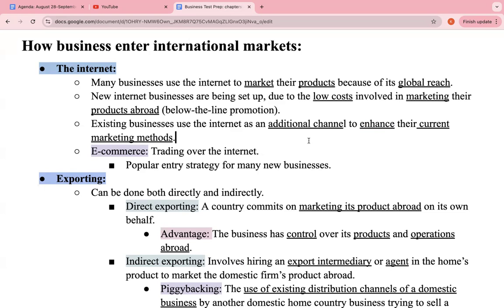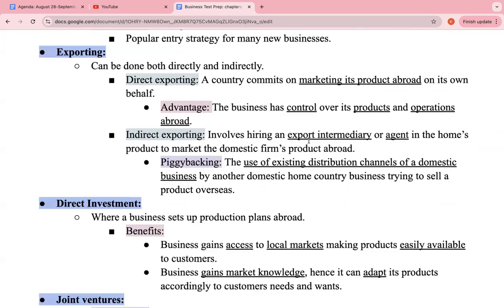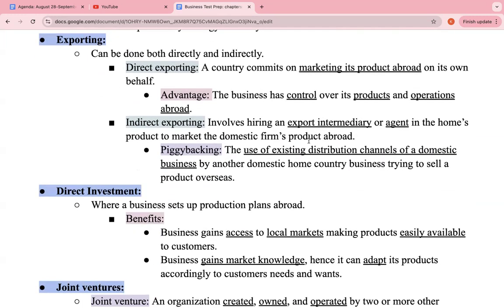Now we have another keyword, which is e-commerce. E-commerce is basically trading over the internet. It's a popular internet strategy for many new businesses. Now the second way is exporting. If you're an econ student, you probably know imports and exports. Export is when you send goods and services to another country, outside the country that you are in.